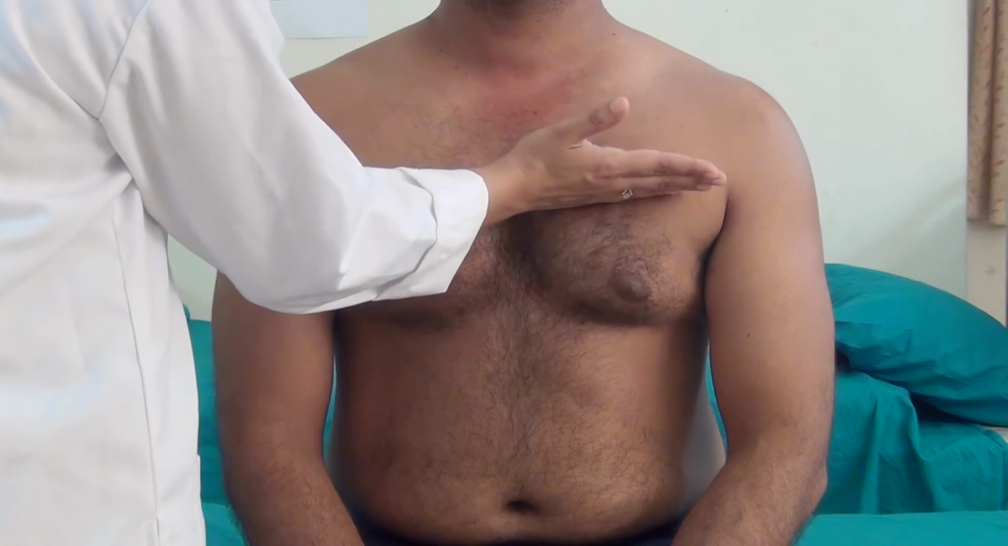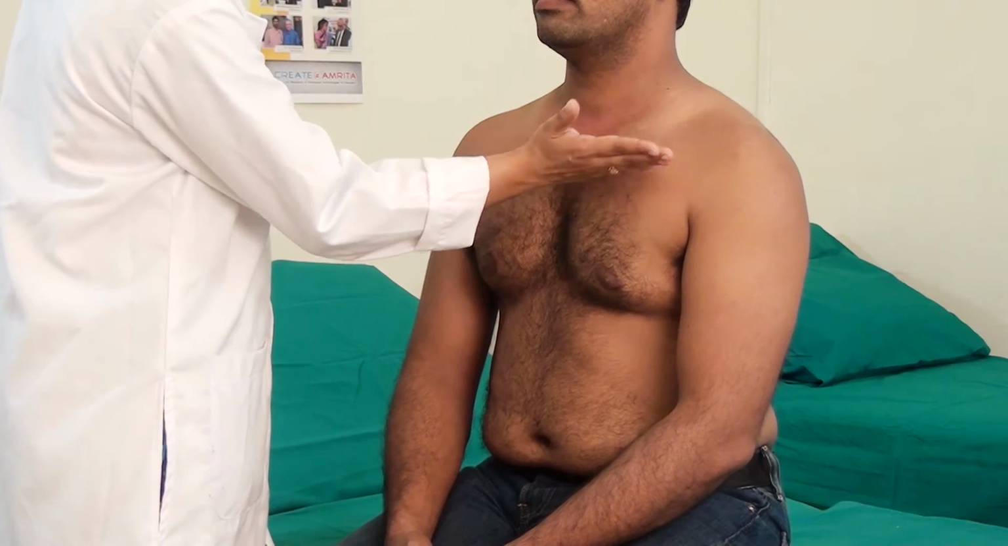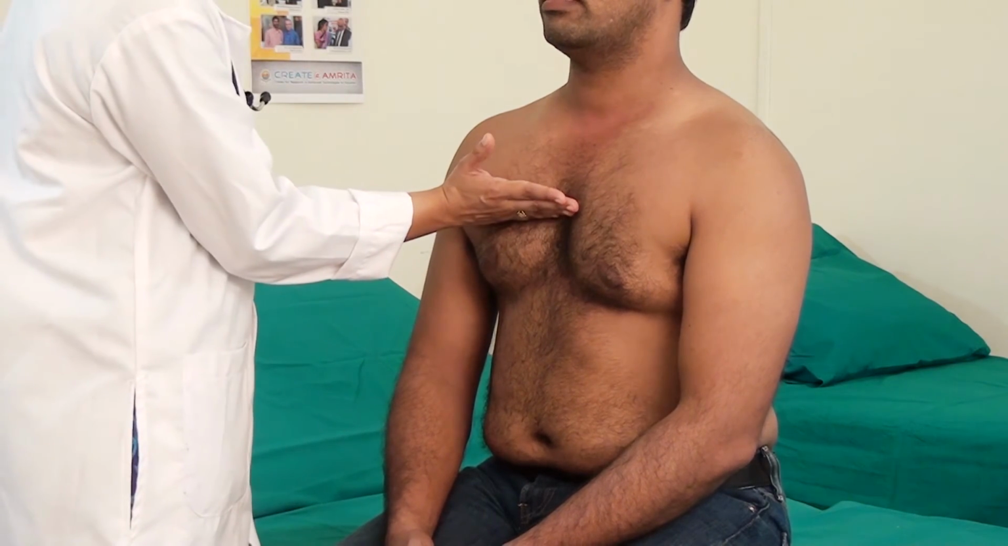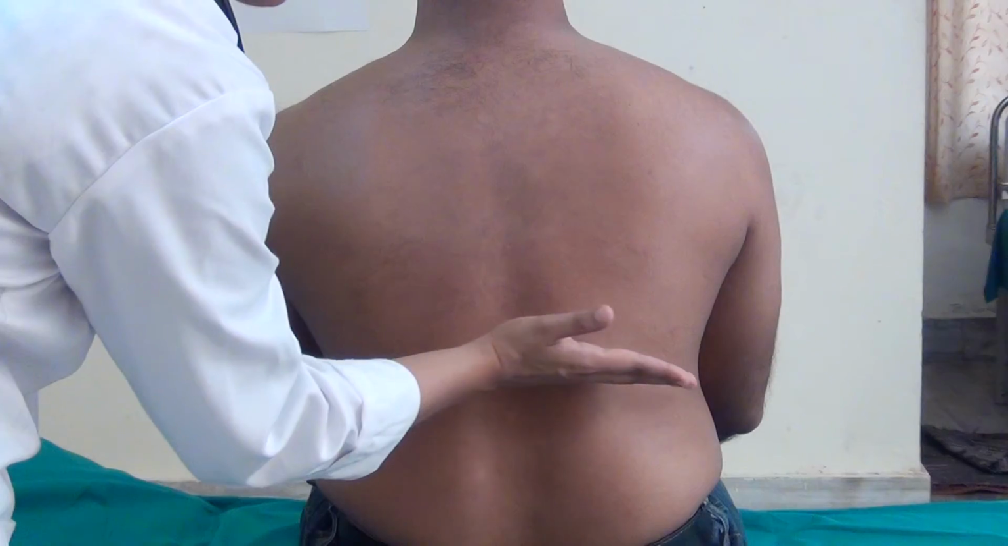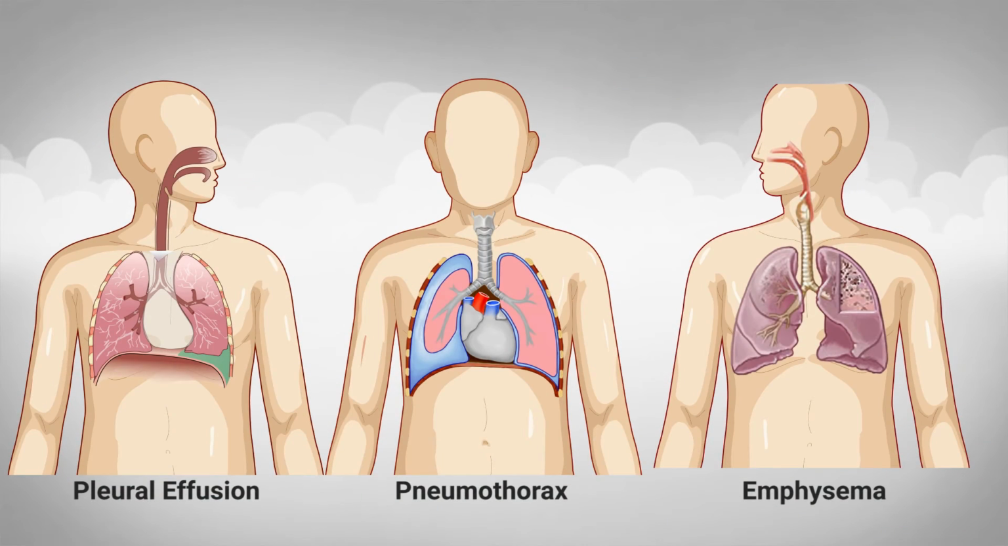Check for tactile vocal fremitus by placing the ulnar edge of your hand on the chest. Now ask the patient to say 99. Check the fremitus in the upper, middle and lower areas of both lungs on the front and back side. Vocal fremitus is decreased in pleural effusion, pneumothorax and emphysema. It is increased in consolidation and neoplasm.